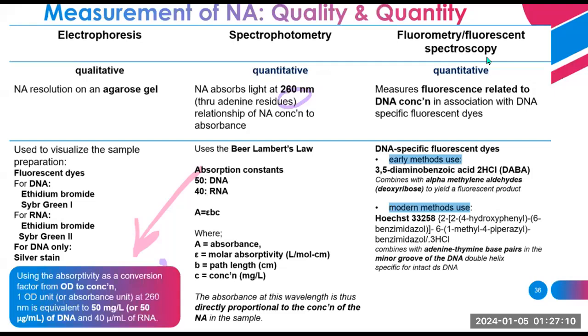And we also have fluorometry. So it measures fluorescence related to DNA concentration in association with DNA-specific fluorescent dyes. Early methods use DABA, and DABA combines with alpha-methylene aldehydes to yield a fluorescent product, binds to the deoxyribose. And the modern methods, we have Hoechst 33258. It combines with adenine-thymine base pairs in the minor grooves of the DNA double helix, and Hoechst is specific for intact double-stranded DNAs.